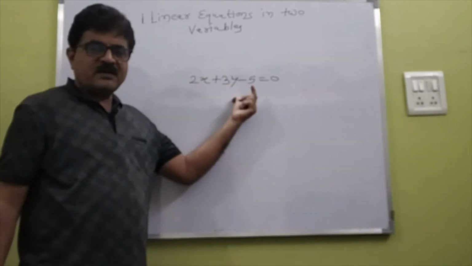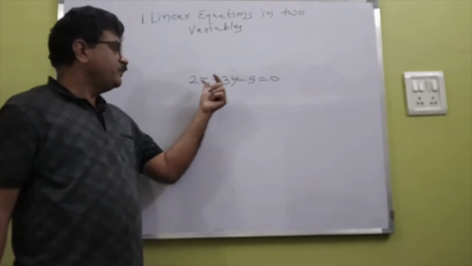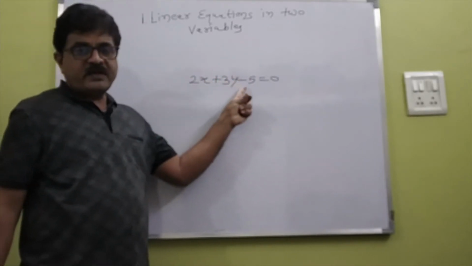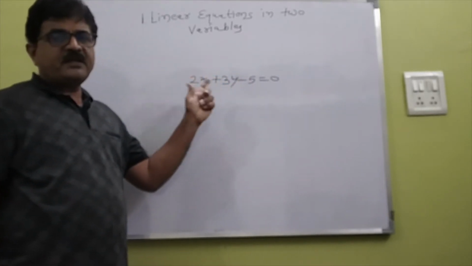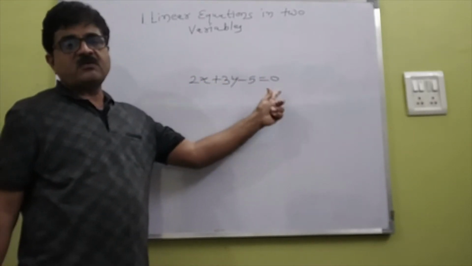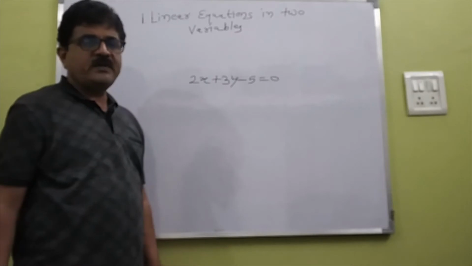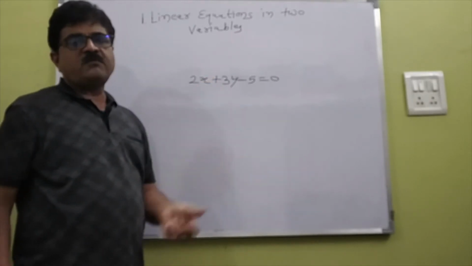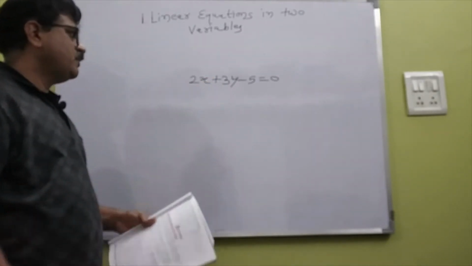If an equation has two variables and the degree of the terms containing variables is 1, then that type of equation is called a linear equation in two variables. This is an example of a linear equation in two variables.